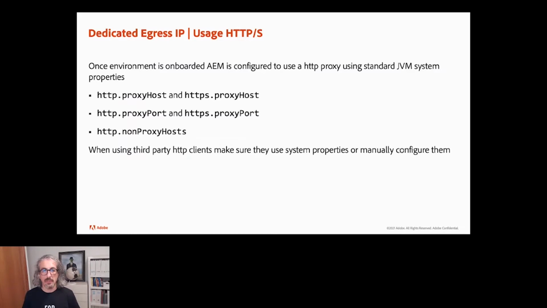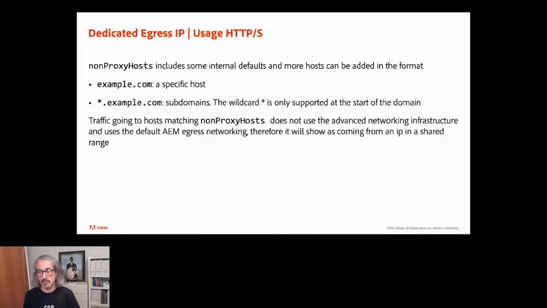Non-proxy hosts includes some internal defaults, and you can also add your own, like example.com or *.example.com subdomains. The traffic that matches this non-proxy host is going to go directly and is not going to get this dedicated egress IP. So it would go through the default egress of the cluster where your environment is running.